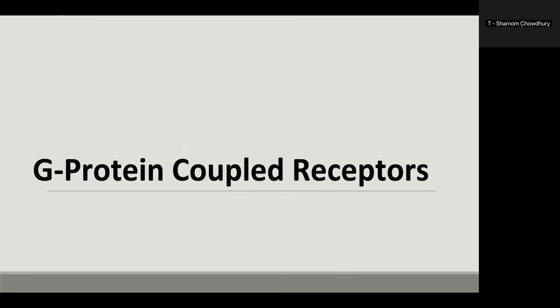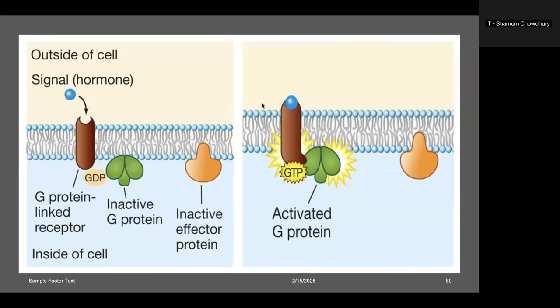So now we're going to talk about G protein coupled receptors. G protein coupled receptors are a bit hard to understand at first, but I'll go through it as best as I can. So you have a signaling molecule here. The signaling molecule binds to a G protein linked receptor, which nearby is a G protein. A G protein is inactive when it binds to GDP. So when it binds to GDP, it is inactive. The signal binds to the receptor. That receptor phosphorylates the G protein, causing it to bind to GTP.